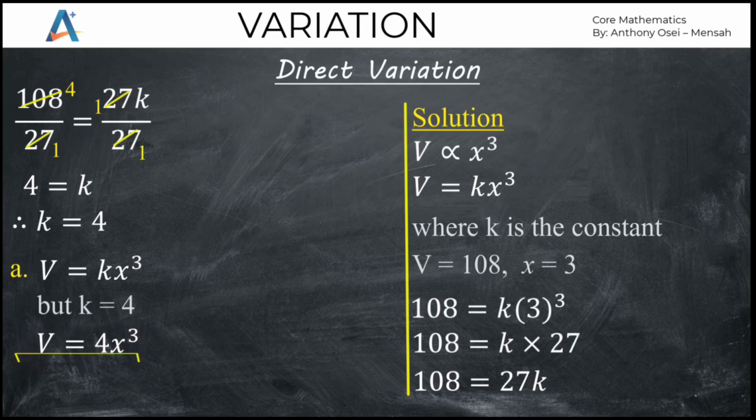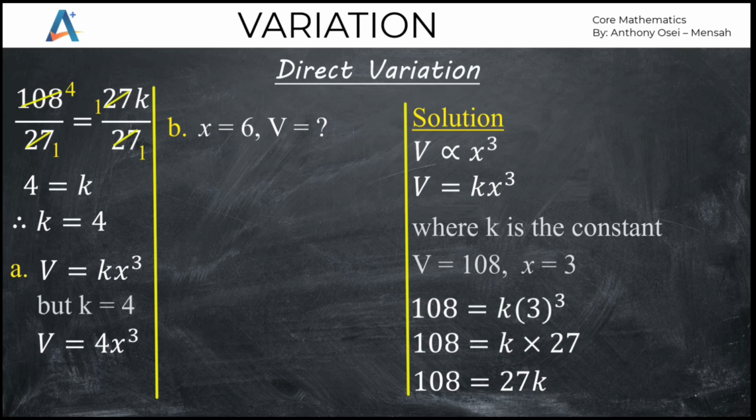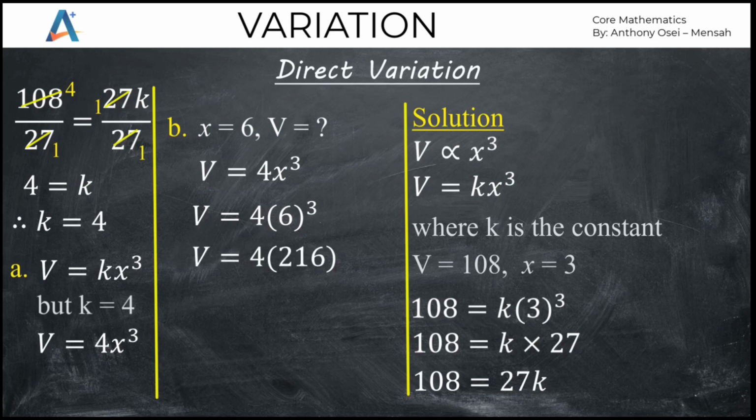Now let's continue to b. b says the volume of the cube when x is 6. So we have x as 6. We want to find v, which we don't know. With this same formula, v is equal to 4x cubed. v we don't know, but we know that x is equal to 6, so it will become 6 cubed. v is equal to 4 times 216. And then 4 times 216 will give us 864. So therefore, v is equal to 864 when the value of x is 6. That is what it means.